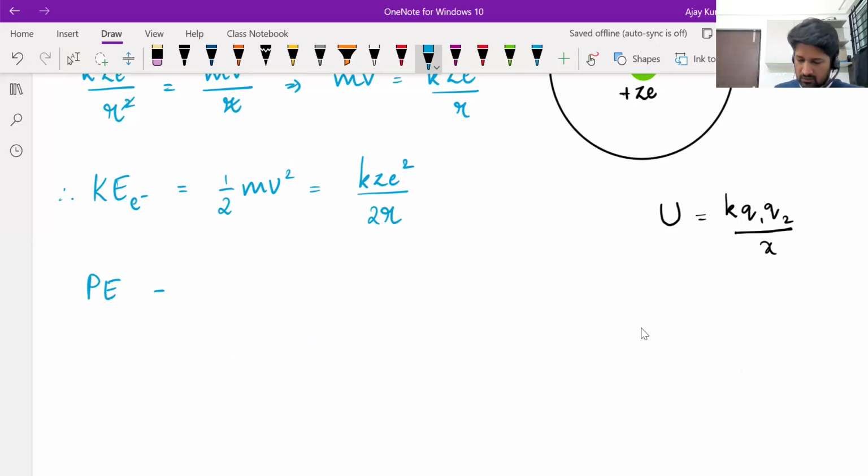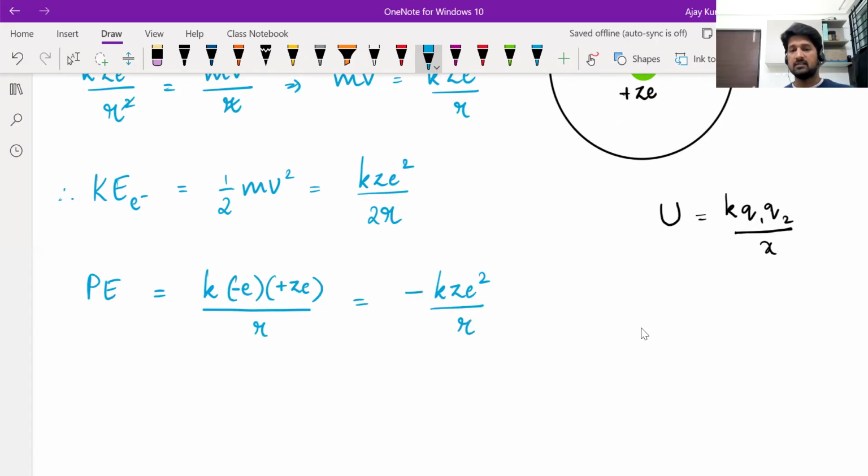Okay. So the potential energy between the electron and the nucleus becomes K Q1 Q2. Q1 is the charge of an electron, which is minus e. Q2 is the charge of the nucleus, which is plus Ze, divided by the distance between them. So the potential energy becomes minus kZe square by r. Kinetic energy is plus kZe square by 2r. Potential energy is minus kZe square by r. You can say that the potential energy is minus 2 times the kinetic energy. These ratio based problems are also very common. Even in chemistry, you have this.